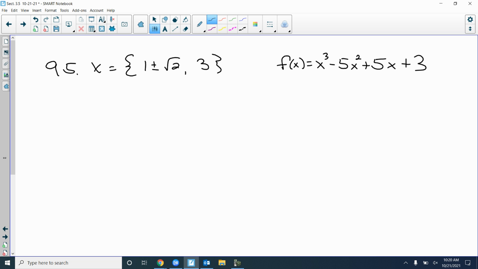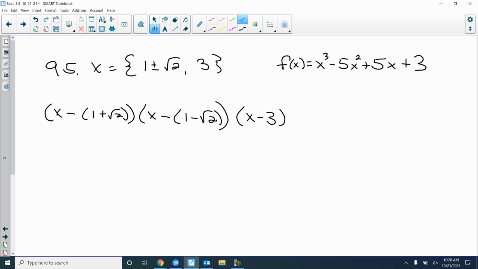Now, some of you had like 7x, just a minor mistake. Some of you had more than a minor mistake. All right, let's make sure we're good on here. X minus the quantity 1 plus square root of 2 times x minus the quantity 1 minus square root of 2, x minus 3. And some of you just didn't multiply all the way out. You just kind of left it. I did that in class just to save time. You need to do that on your work.